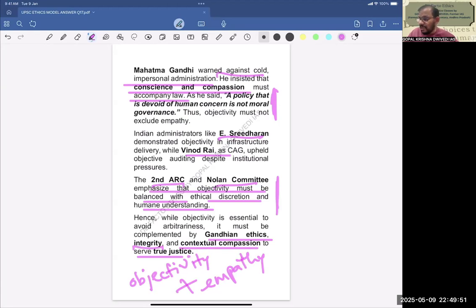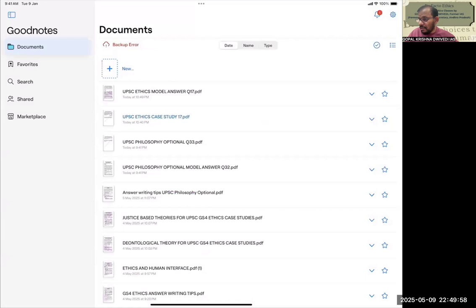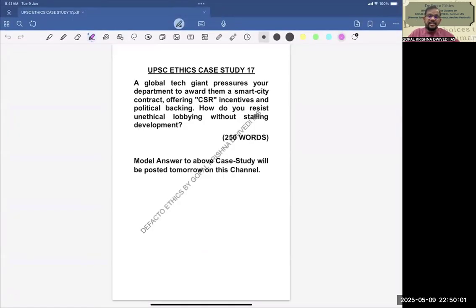Now let us see what we'll be answering tomorrow. What is the next question or case study which we are taking today? Now this is the case study. A global tech giant pressures your department to award them a smart city contract offering CSR incentives and political backing. How do you resist unethical lobbying without stalling development? I will read it once again. A global tech giant pressures your department to award them a smart city contract offering CSR incentives and political backing. How do you resist unethical lobbying without stalling development?